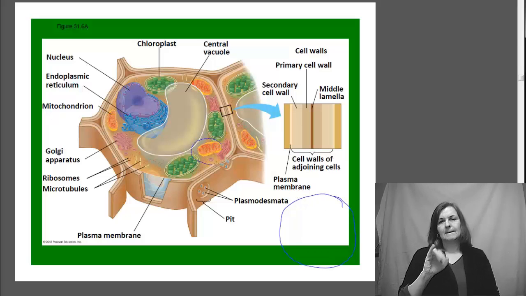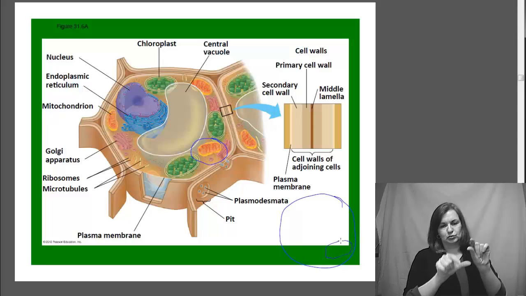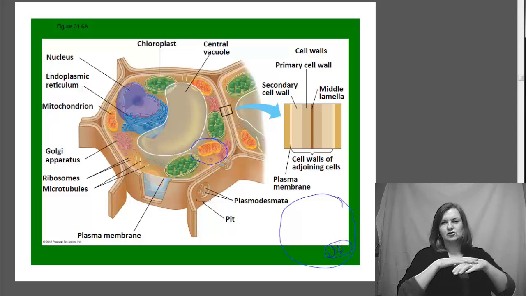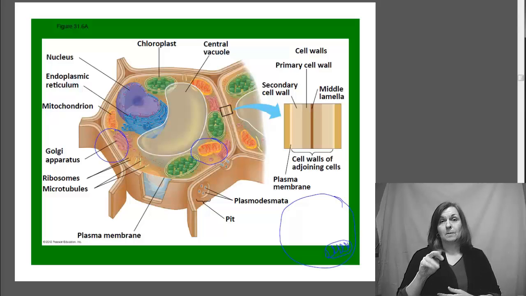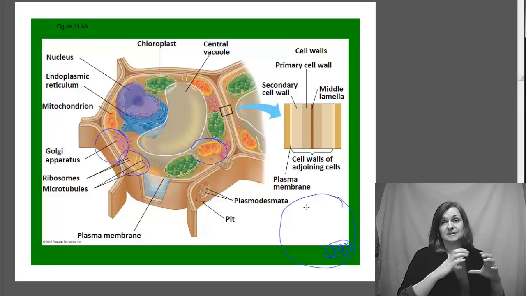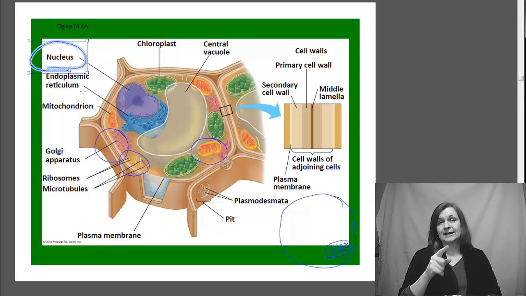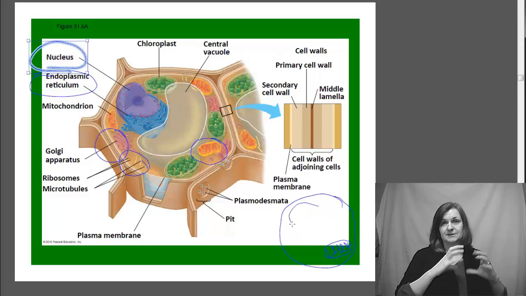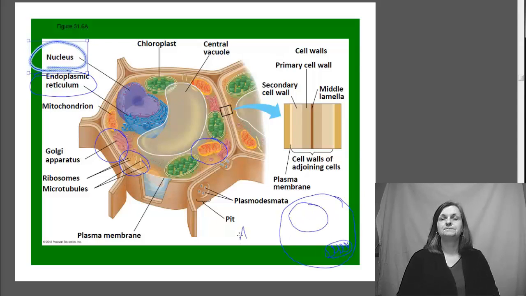We'll have mitochondria, kind of shaped like a kidney bean, with lots of surface area on the inside that we use for cell respiration. We'll have Golgi, ribosomes, microtubules in our animal cell as well. We'll of course have a nucleus, an endoplasmic reticulum. We'll have all of these things inside an animal cell, right?